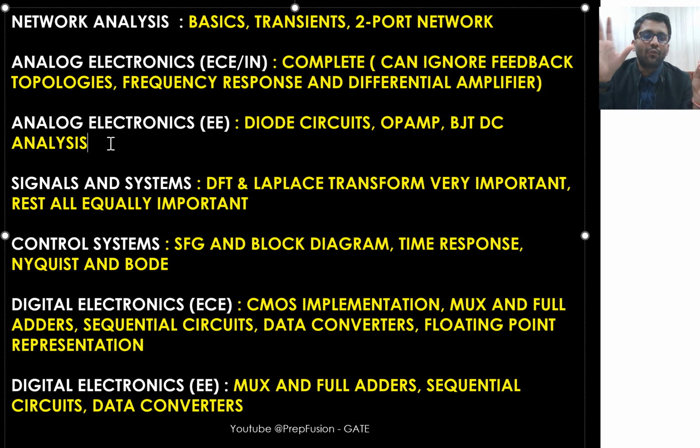It would be asked highly for 4 to 5 marks. But for EC and instrumentation, it will come for 12 to 13 marks. So that there is a difference. So what electrical students can do is that they can focus on diode circuit, op-amp and BJT DC analysis.